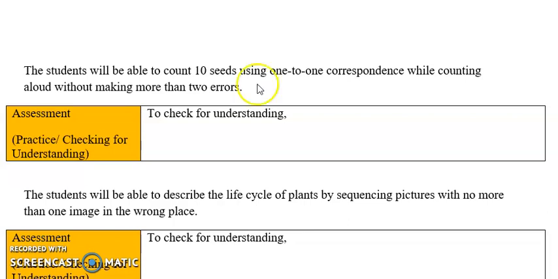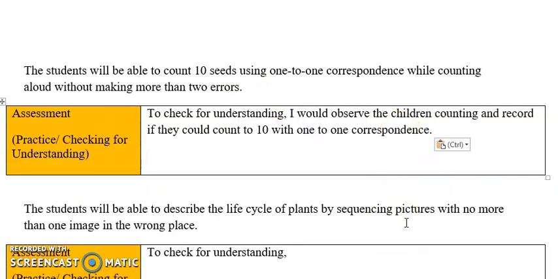So let's look at this objective. The students will be able to count 10 seeds using one-to-one correspondence while counting aloud without making more than 2 errors. So how am I going to assess that? To check for understanding, I wrote it on my other screen. I'm just going to drag it over. I would observe the children counting and record if they could count to 10 with one-to-one correspondence. So you're watching it and you're writing it down somewhere.